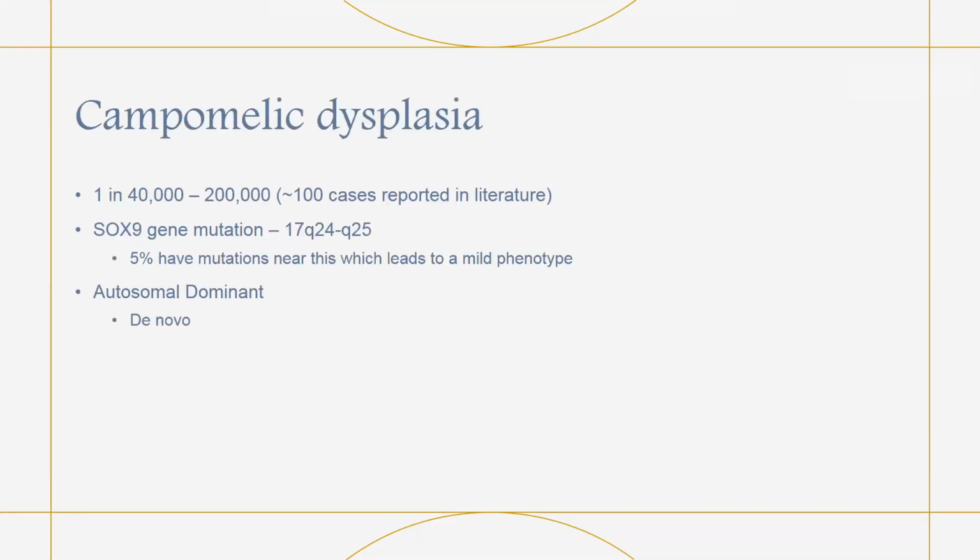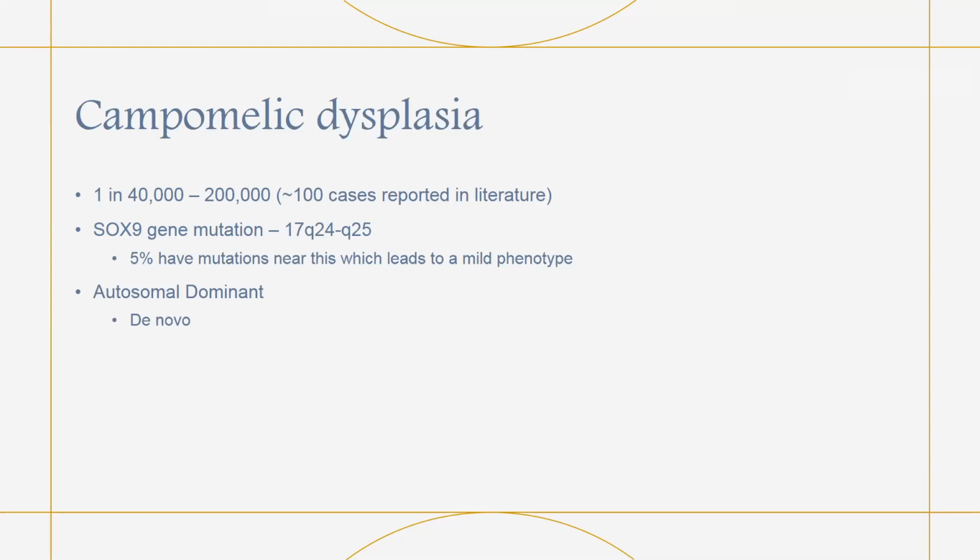And unfortunately, hers came back positive for a variant at the SOX9 gene that's consistent with the diagnosis of Campomelic dysplasia. And I'm assuming that probably doesn't ring a bell for anybody because of its rarity. So what is Campomelic dysplasia? It's about 1 in 40,000 to 1 in 200,000 cases. There's about 100 case reports that have been written up in literature.